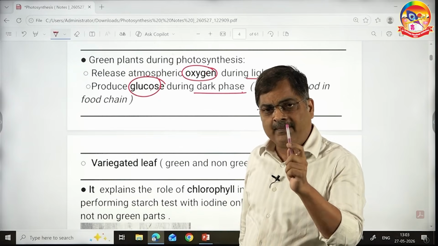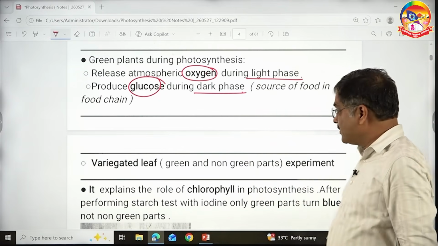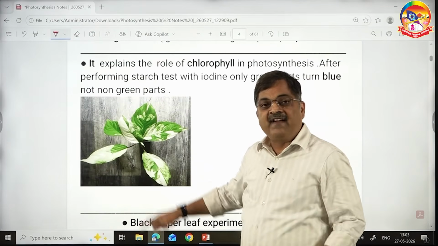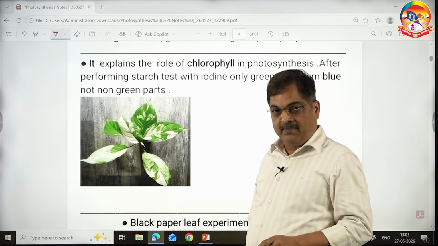Now we get into some experiments which are there in your textbook. The first is the variegated leaf. Look at this. A leaf has both green and non-green parts.